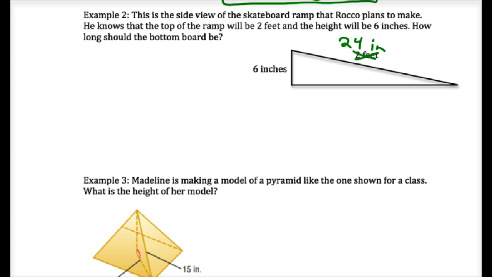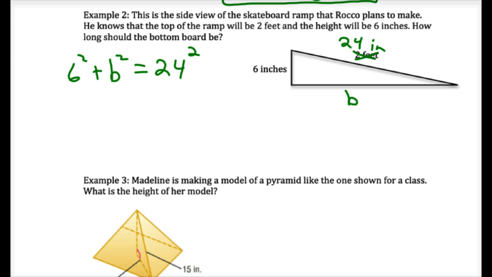All right, Dolson, write us our equation. 6 squared plus b squared equals 24 squared. She was smart. She put that as b. Do you have to use the variable b there? No. You can use any variable you want. She chose b just because that's kind of what we've been calling it. She was smart and realized that the hypotenuse is 24.